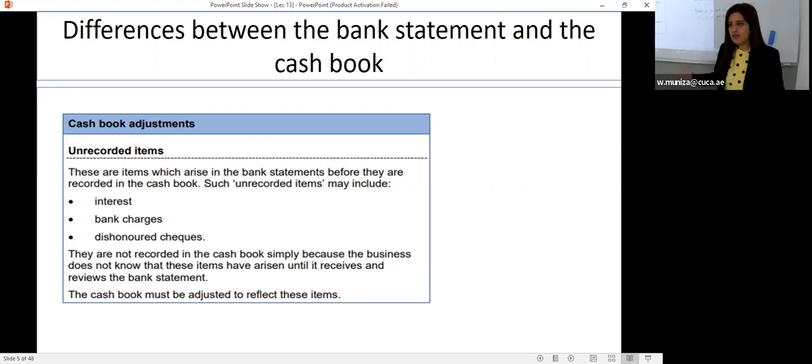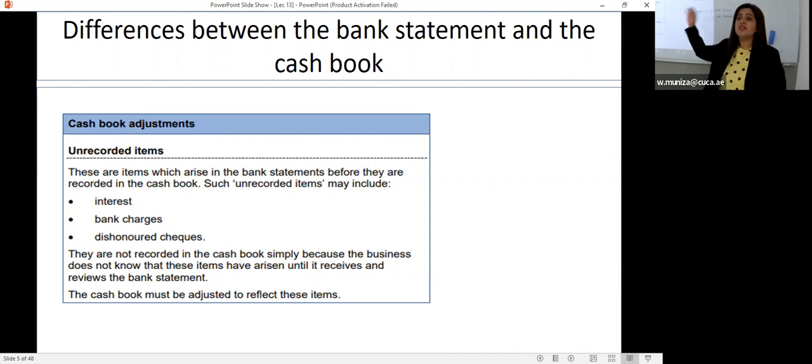Whenever the check is going to be dishonored, who is the first party who is coming to know that the check is being dishonored? Obviously bank. So when the check is going to be dishonored, immediately bank is going to record it. But in the cash book, it is going to be recorded later, only after the information comes to the side of the organization. So unrecorded items can be interest, bank charges, dishonored checks.